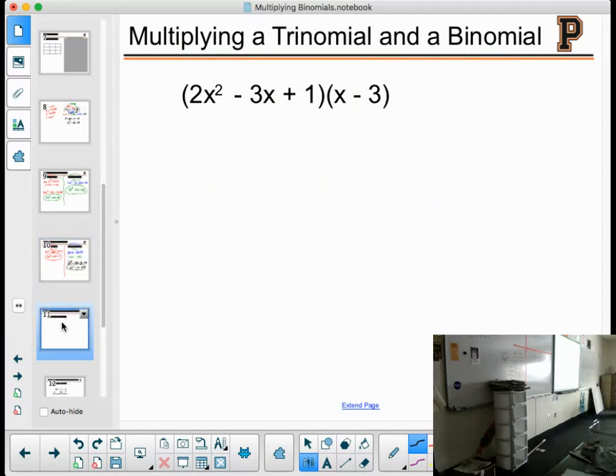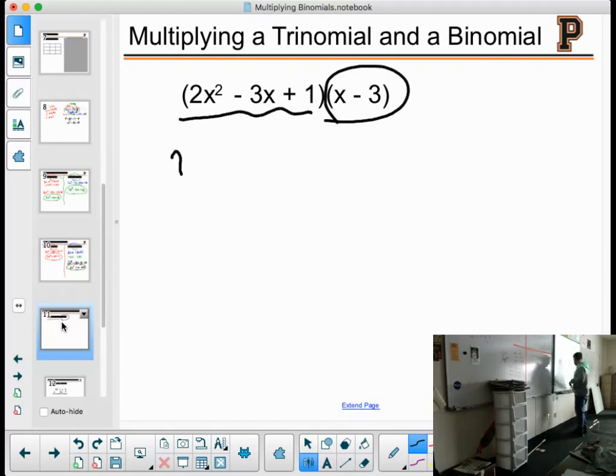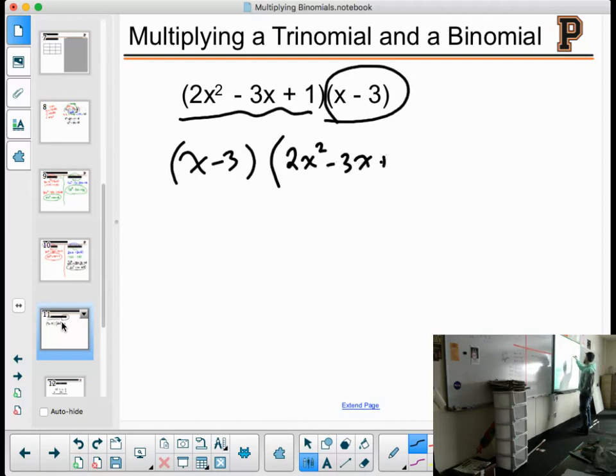Trinomials by binomials. Again, general principles. Everything over here has to multiply by everything over here. One thing I like to do is start with my binomial, or at least with the shorter term. So x minus 3 is a shorter term. There's only 2 terms to it. I like to reorder it this way: 2x squared minus 3x plus 1. Because when I do that, I only have to distribute or FOIL once.